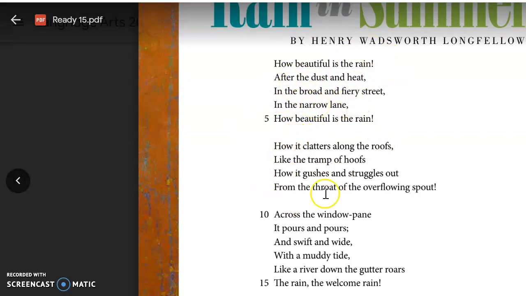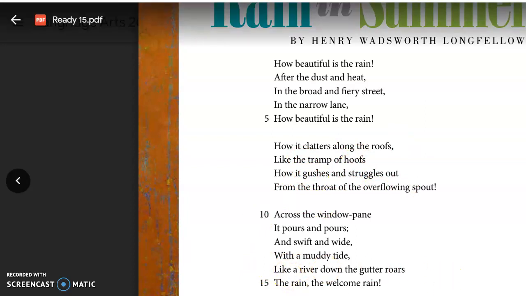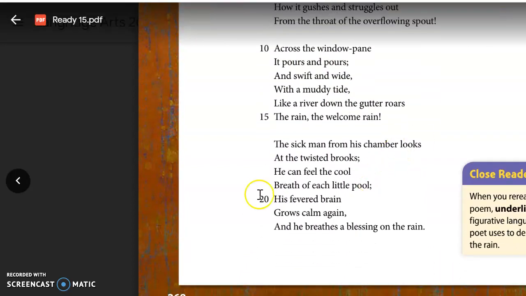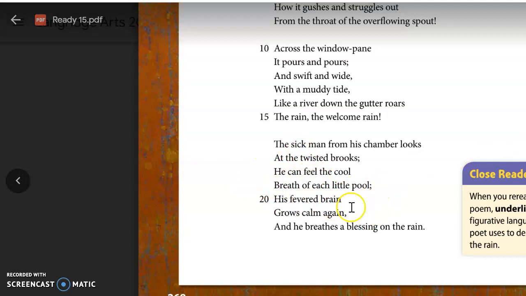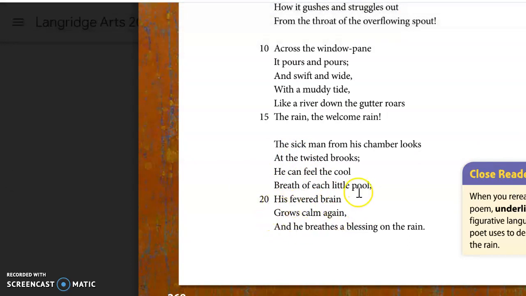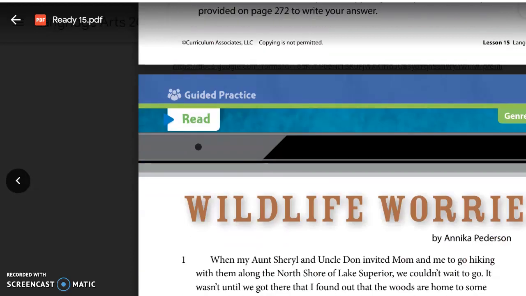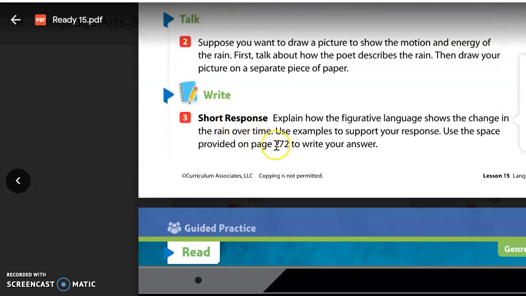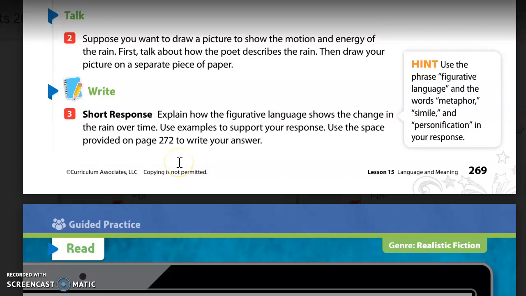And then as the rain continues, it's coming down more like hoofs, and then it's flowing like a river, like whoosh through. And then that it was welcomed by the sick man. He was looking forward to seeing that rain, and even though he was sick and not feeling well, it made him happy to see that rain. So I would definitely go through that page and use specific examples of the figurative language to help me prove my point of what I was trying to say.